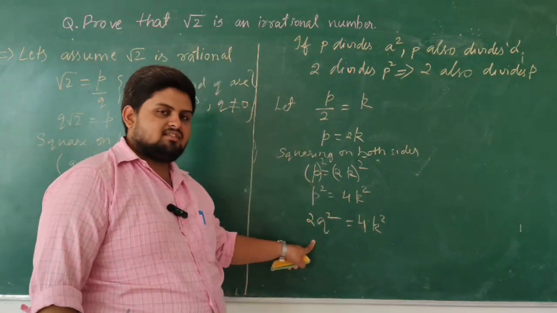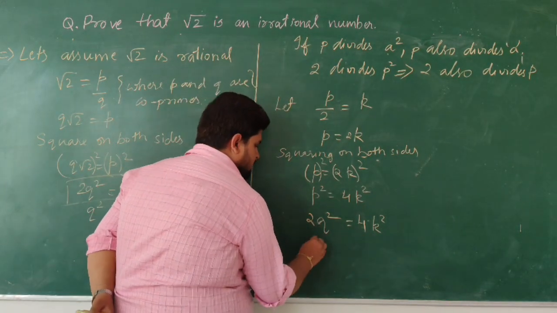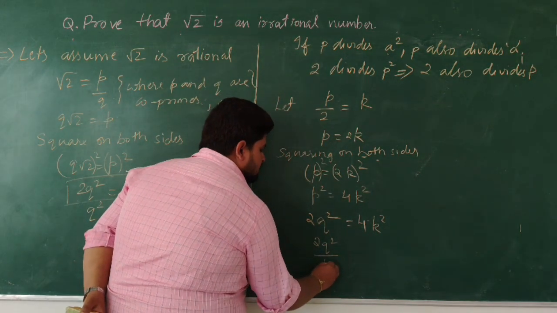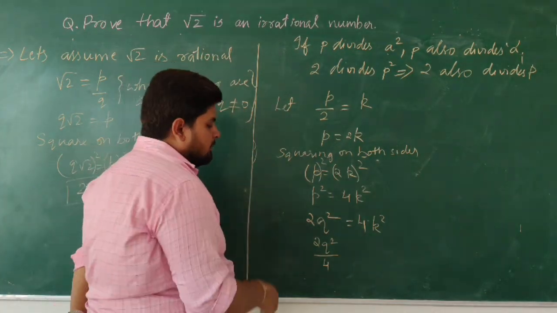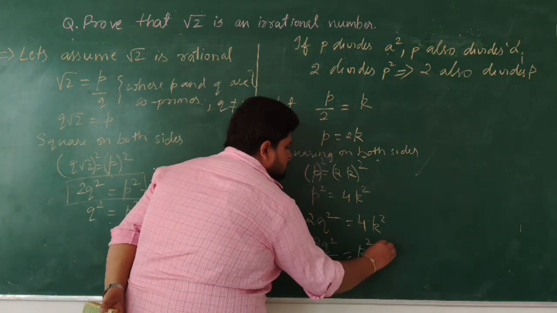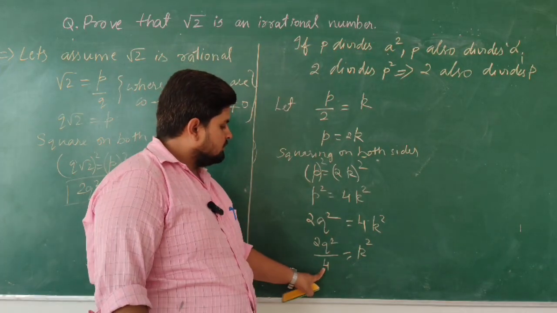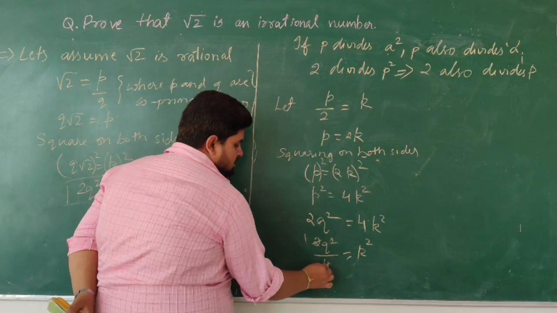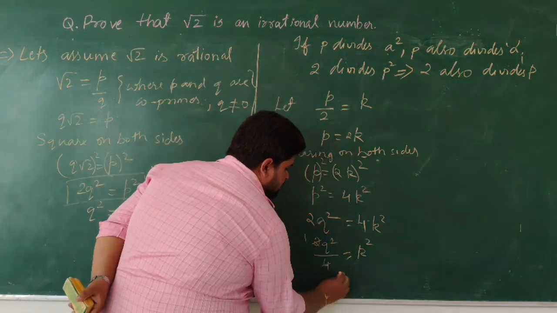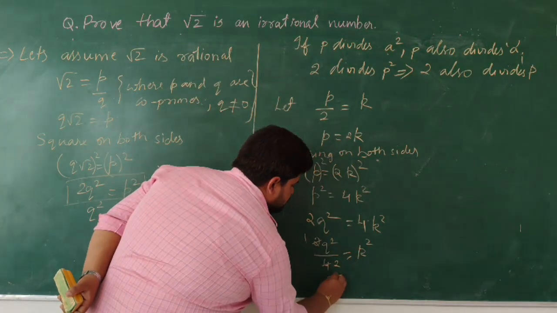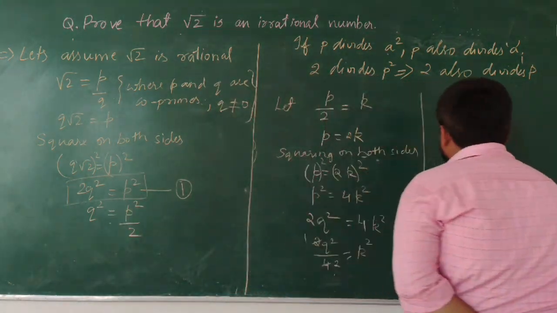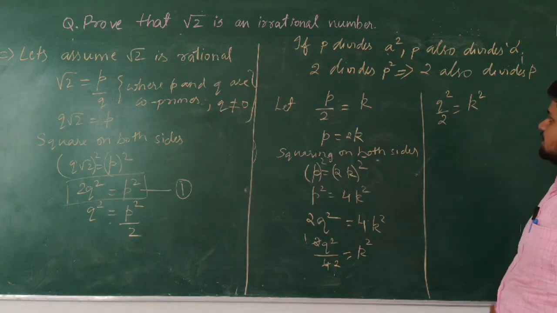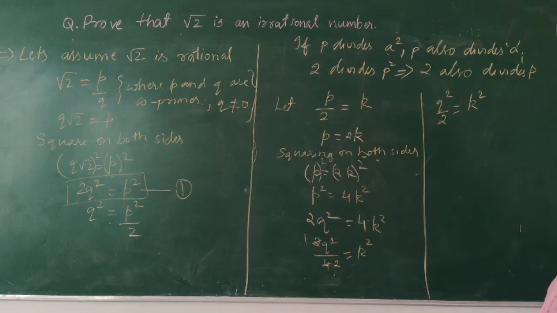Now I will bring this 4 to the LHS. If I bring this 4 to the LHS, what happens? 2q square, and here 4 multiplied by k square. If the 4 comes to the LHS, it will become divided by 4. That is equal to k square. 2q square divided by 4 is equal to k square. So now here we are having 2 1s are 2, 2 2s are 4. So we are getting q square divided by 2 is equal to k square.